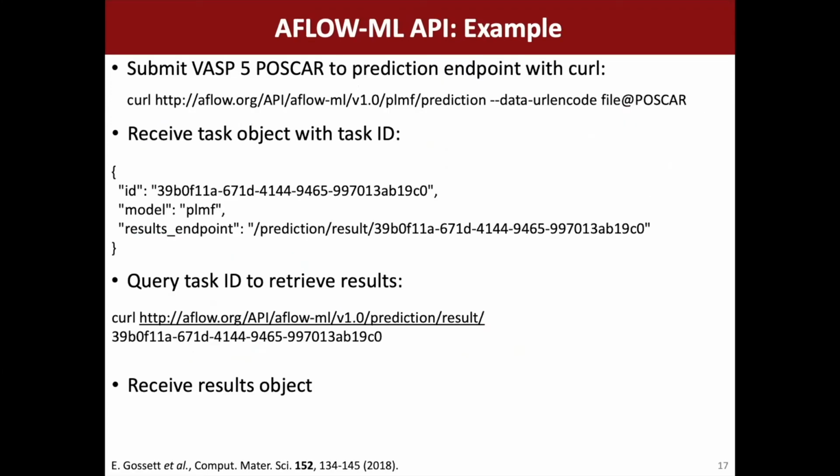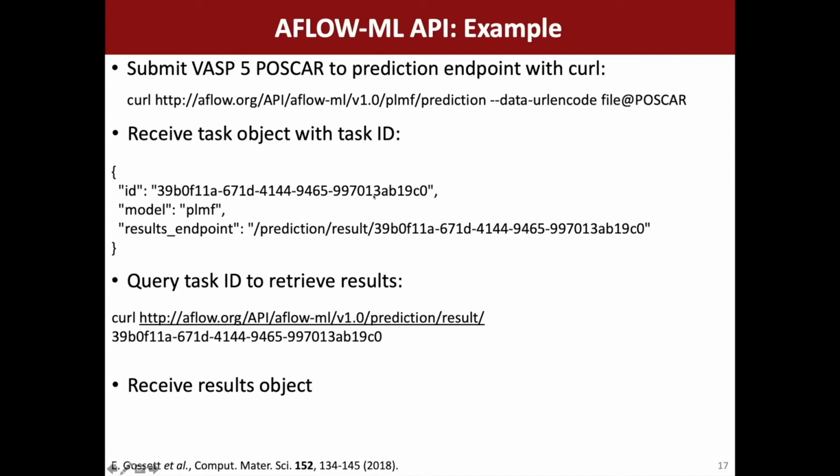Okay, so again, to go back to the model, how it actually works, and I'll go through this again inside the Colab notebook. But for now, the idea is that you can use something like CURL, or you can use a Python script to submit the POSCAR to a prediction endpoint. So you've got this complicated prediction endpoint here. You actually don't need this version 1.0 anymore.